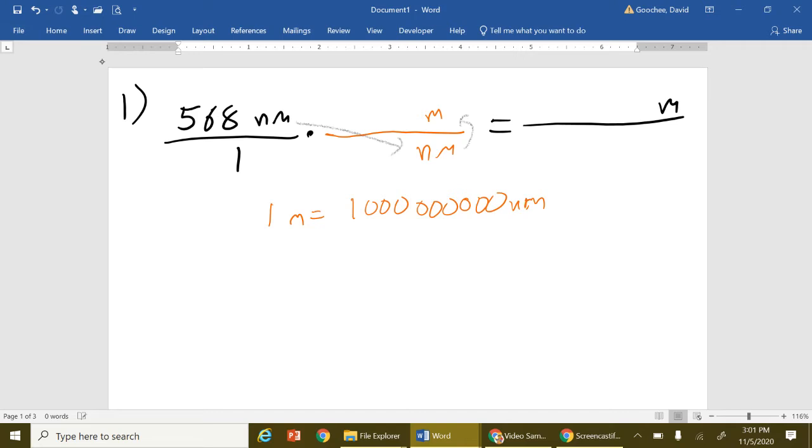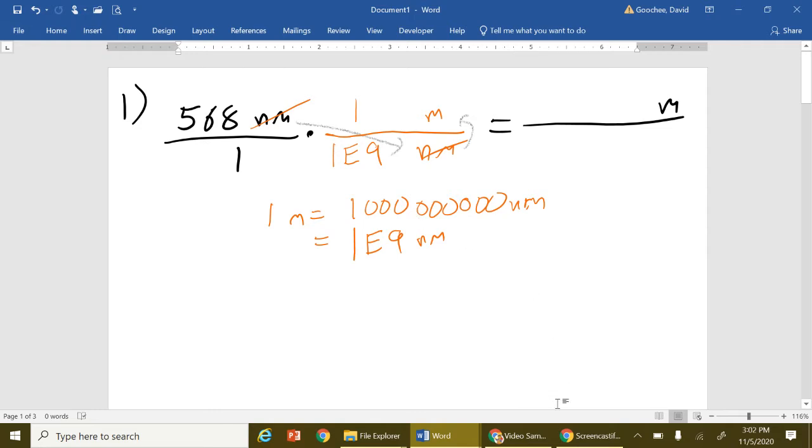This is exactly the kind of number where scientific notation comes into play. So 1 times 10 to the 9th nanometers is 1 meter. Really, what I'm doing here is taking 568 nanometers and dividing by a billion. Remember, you don't need scientific notation to show you how to multiply or divide; you need scientific notation to tell you when you multiply and when you divide.